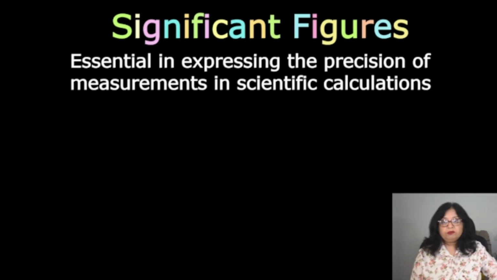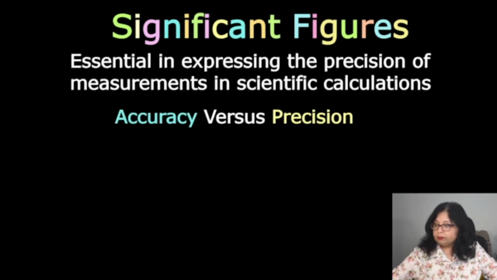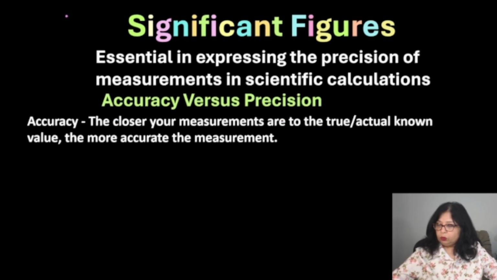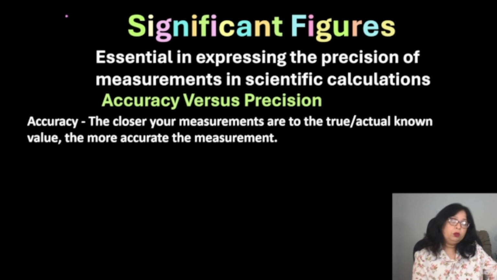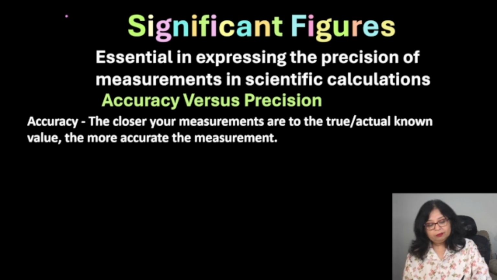Let's look at the difference between accuracy and precision. For accuracy, you can say that the closer the individual measurements are to the expected, or theoretical, or actual value of the quantity that you're measuring, the more accurate your measurements are. Maybe it didn't make much sense yet. Let's look at an example to make sense.